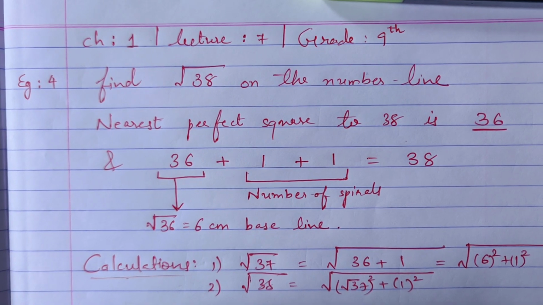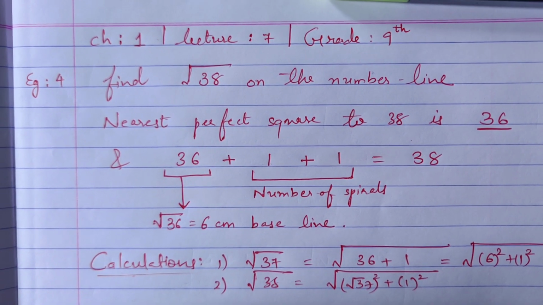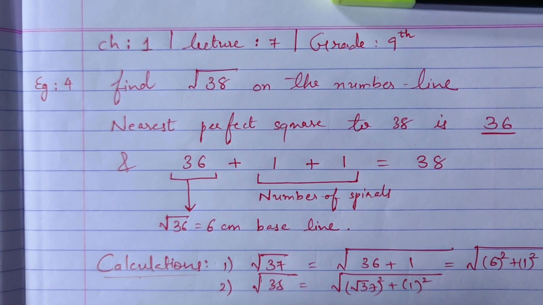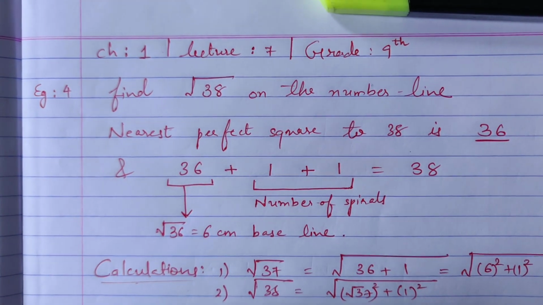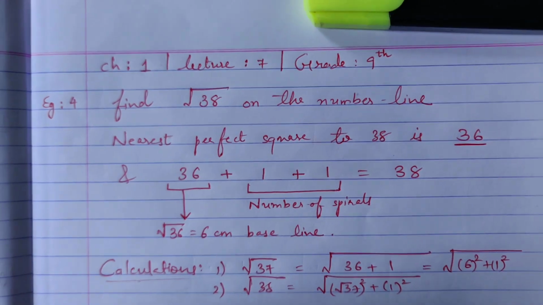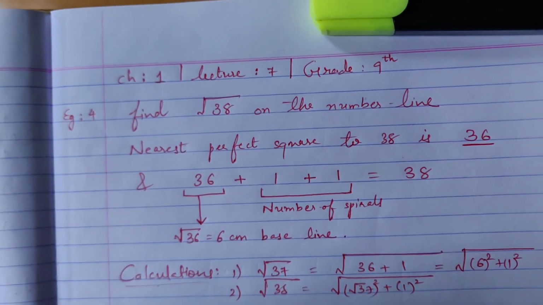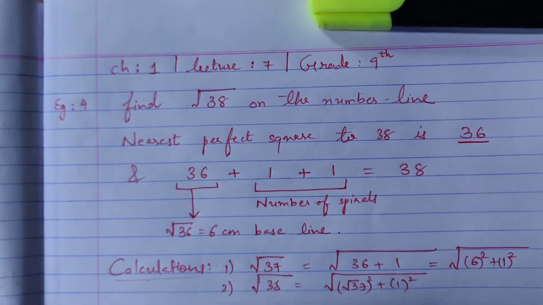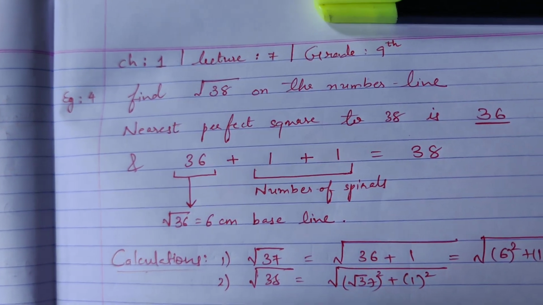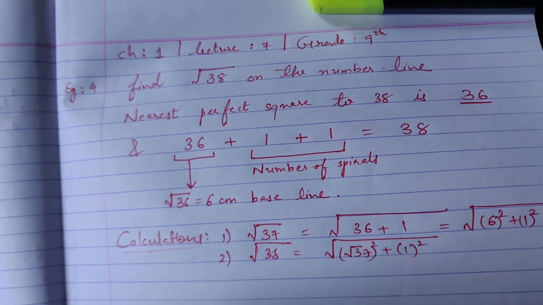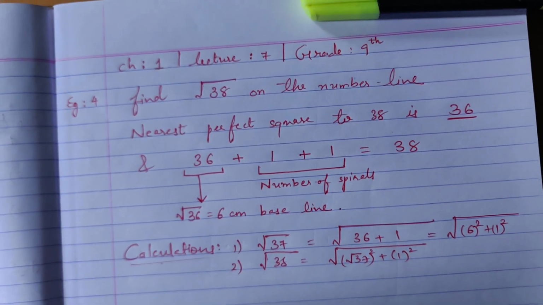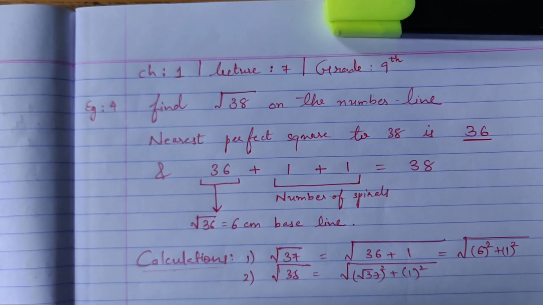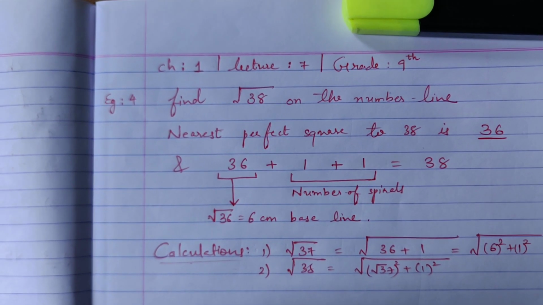This is chapter 1, lecture number 7, grade 9, and today we are going to start with example number 4, in which I have taken the number: find root 38 on the number line. Previously we have seen how to find root 2, root 3 and root 5 on the number line. At that time I shared a few steps. Now we will follow those steps and find some numbers which are greater than them.